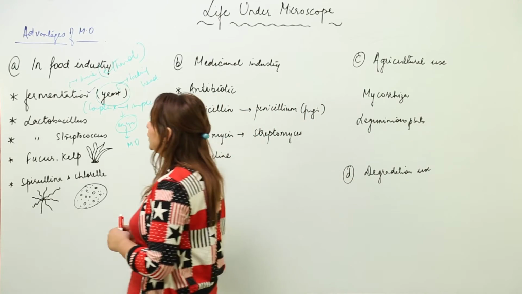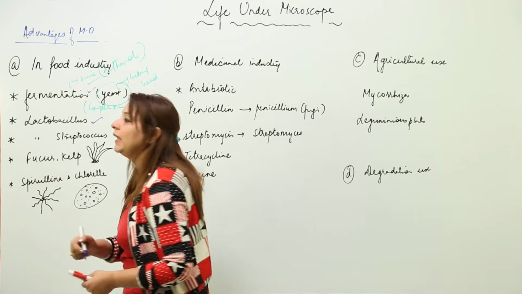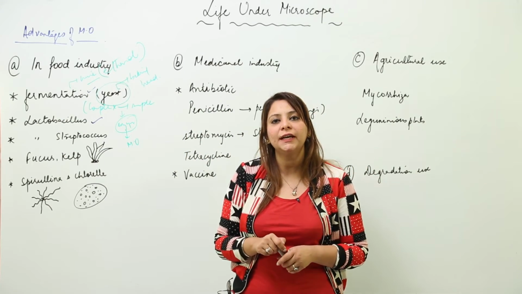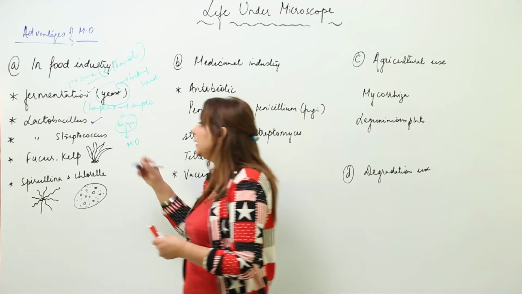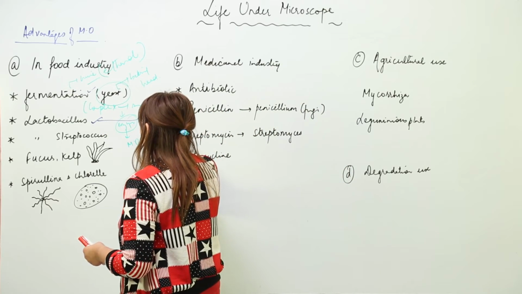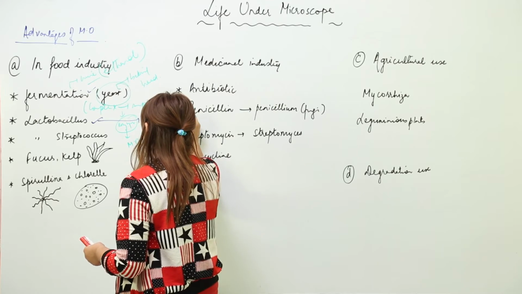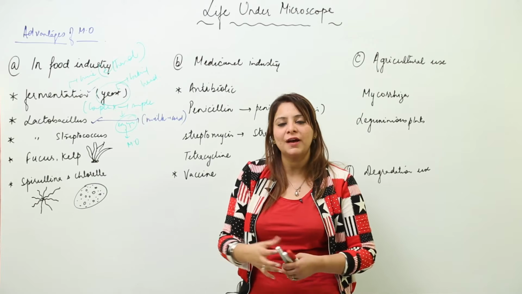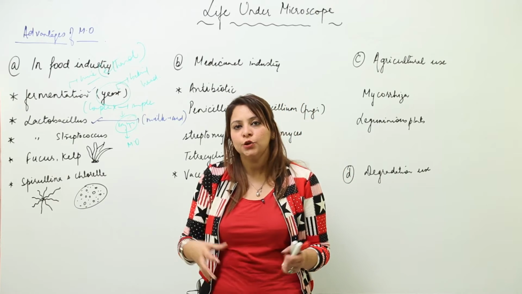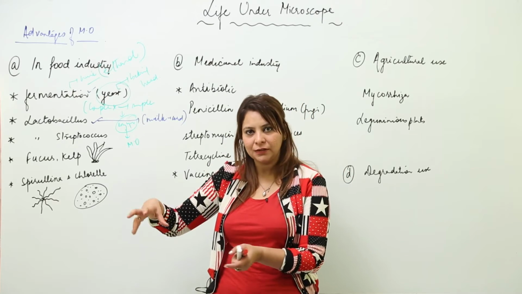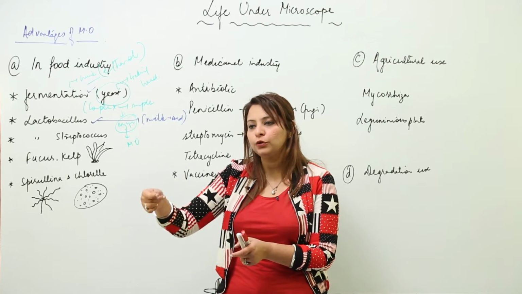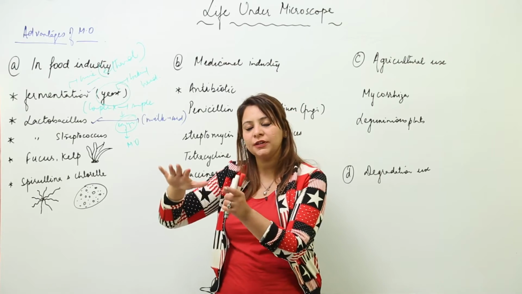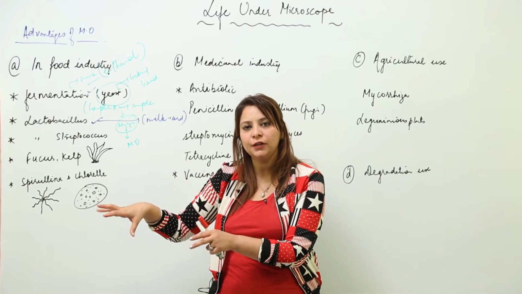Second, in the food industries, you are familiar with the Lactobacillus. Lactobacillus is a bacteria which can convert milk into curd. Suppose you want to have curd from milk: you take milk and heat it a little bit, then you add a spoon of curd to it, stir it, close the lid and keep it aside in a warm condition.